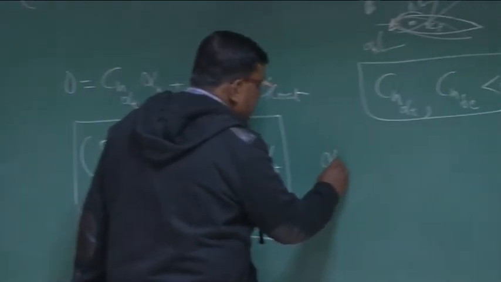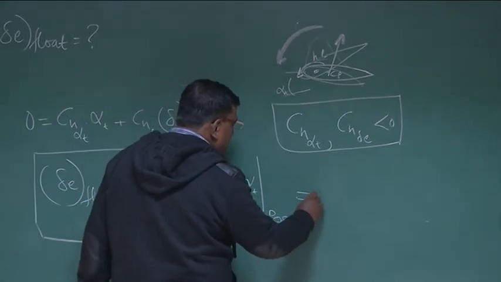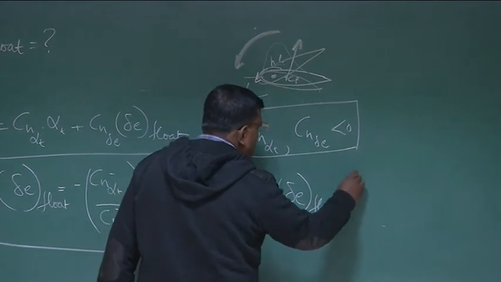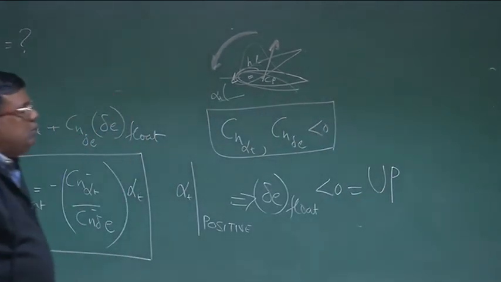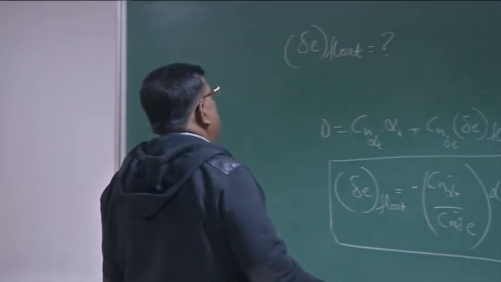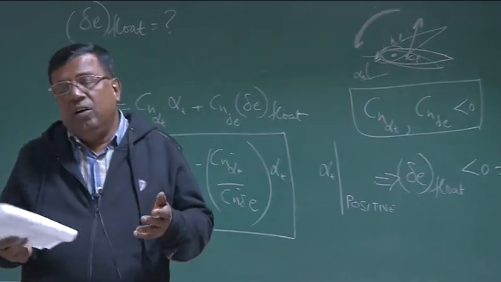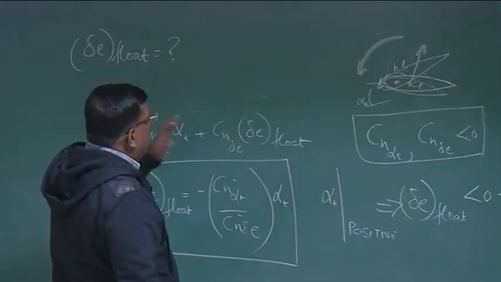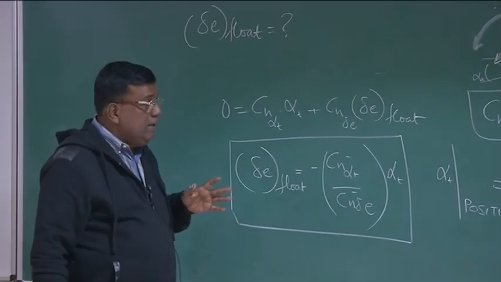So for a positive alpha t, what do you get? It implies delta E float will be negative. That means it will float up. Is it clear? And in most airplanes, this is the tendency. So what is the message you got? In most airplanes where the hinge line is far ahead of the center of pressure of the elevator, or let's say the aerodynamic center of the elevator, which are almost the same for a symmetric aerofoil, for a positive alpha t, the elevator will try to float upward. This is the first point, mathematically.